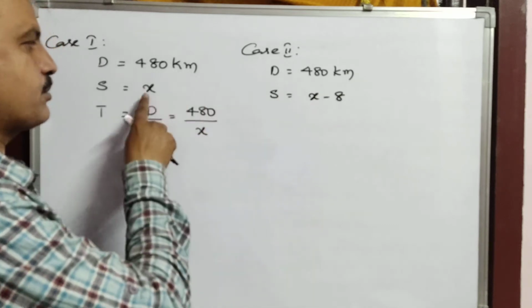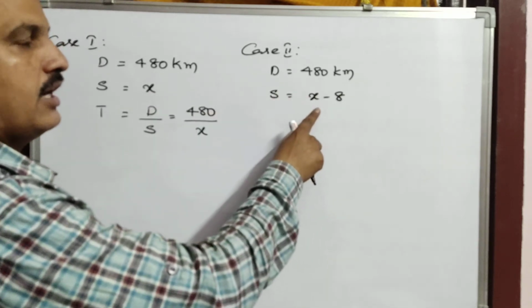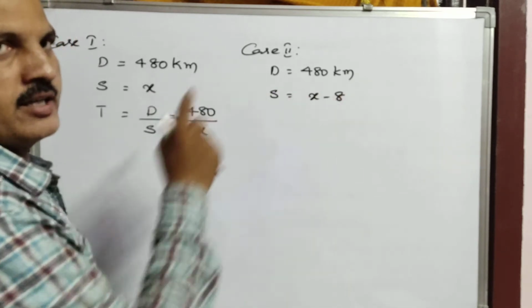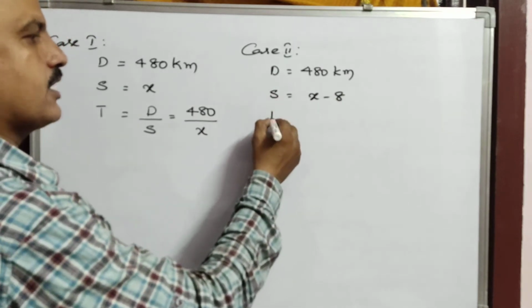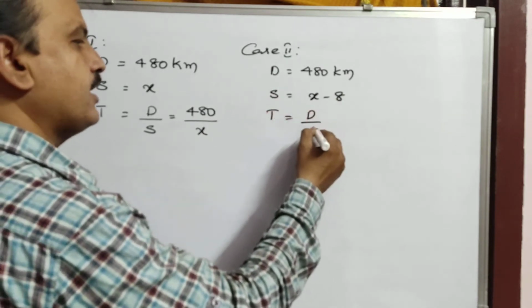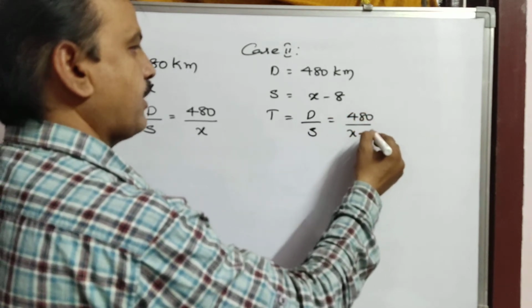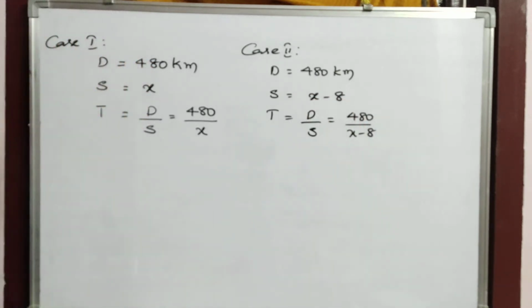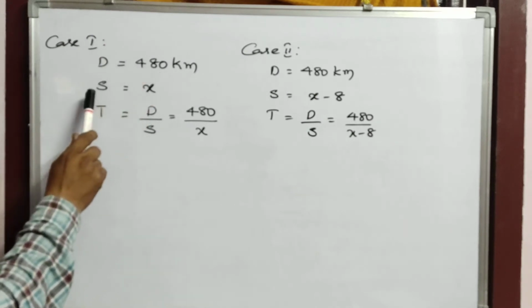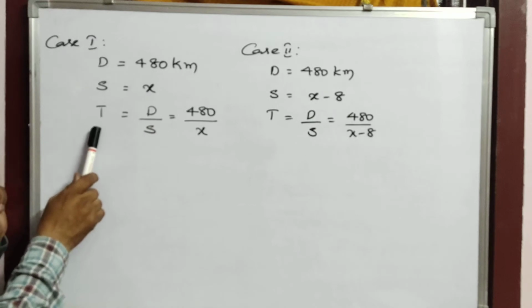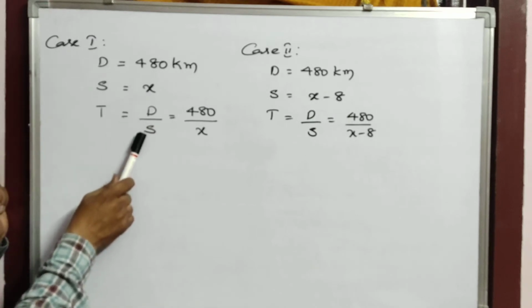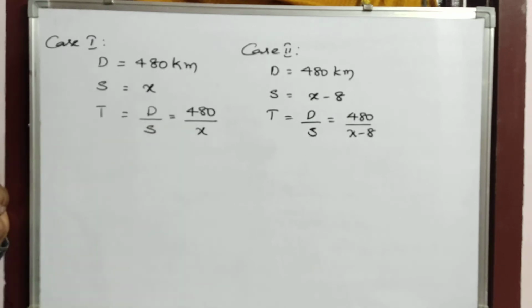That means the actual speed is x. So 8 kilometers less means x minus 8. Now what is the time now? Distance by speed, that is 480 by x minus 8. Okay, is it clear, children? Distance is 480, speed we don't know, x, so find the time by the formula. Time equals distance by speed, that is 480 by x.